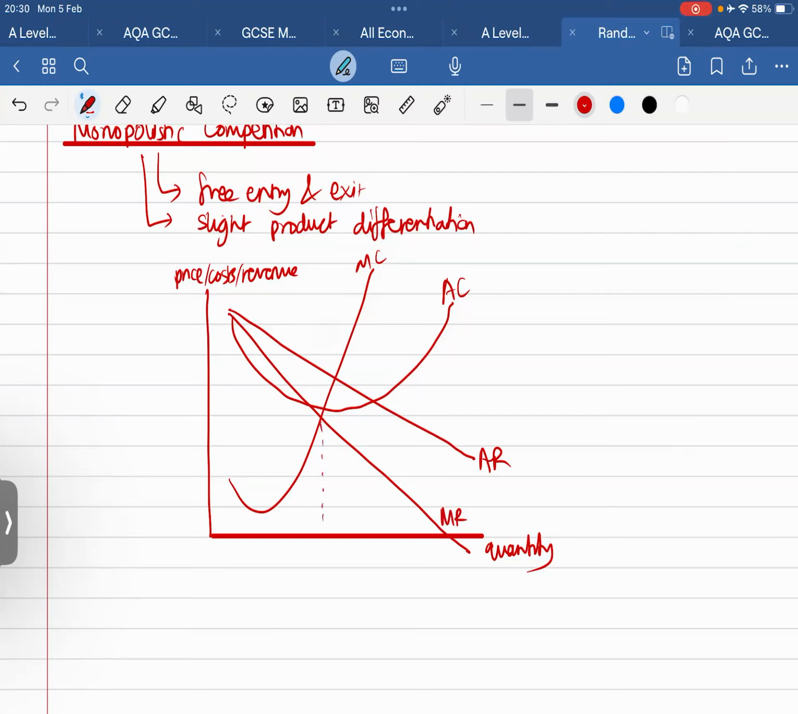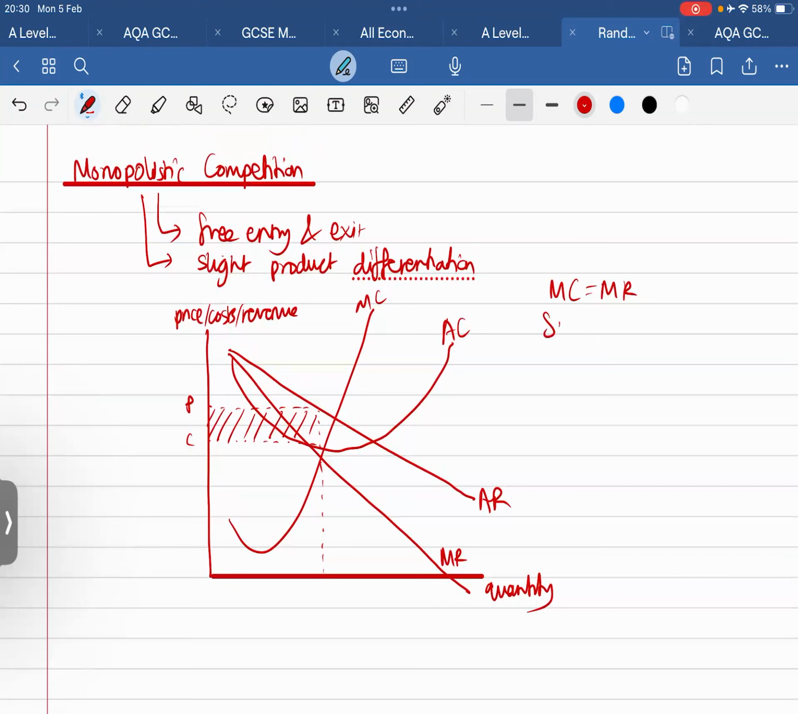MC equals MR here, which is the profit maximizing point. And then we go up to the price. Again, we have some supernormal profits. So the key point so far is MC equals MR, some supernormal profits, and also just talking about why AR is relatively elastic. So we talked about how it's perfectly elastic for perfect competition. So here we can just explain that it's quite elastic because of substitutes.